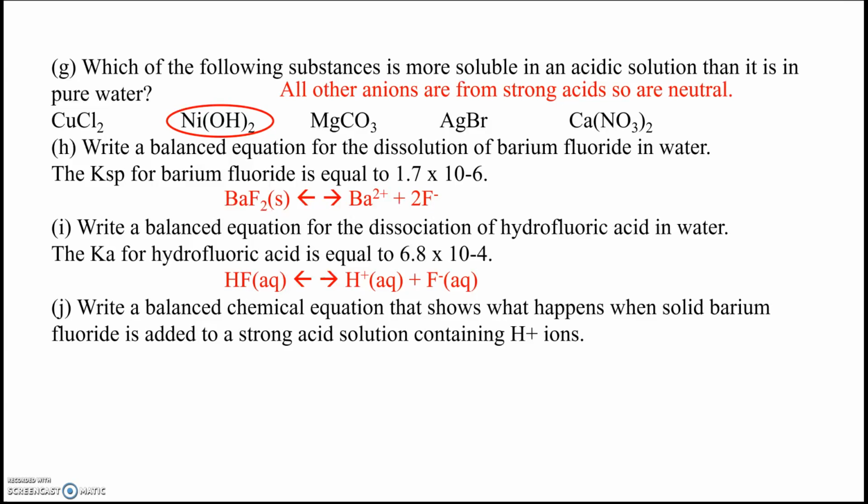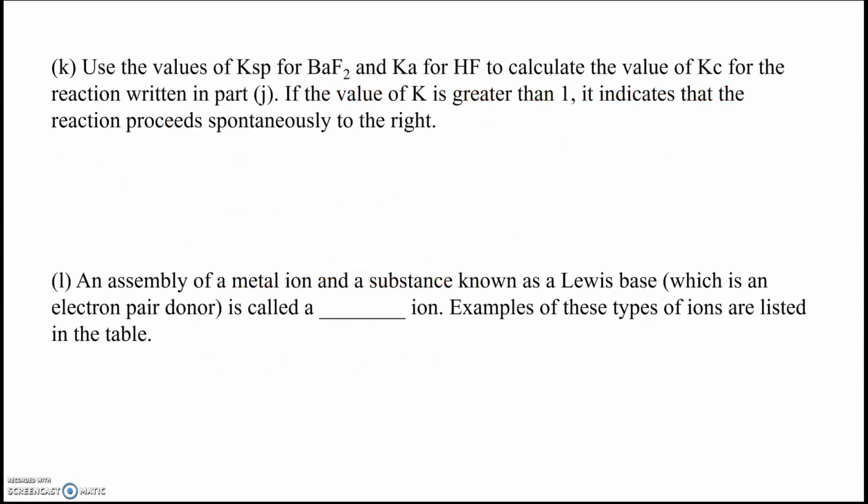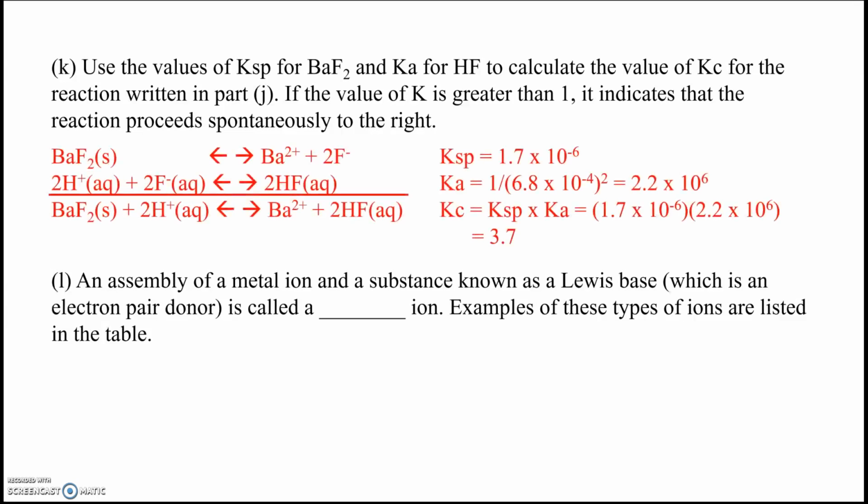Now I want to see what happens when solid barium fluoride is added to a strong acid, and I get this. All right, now I can use the values of Ksp and Ka to calculate the value of Kc for the reaction written in part J, and if the value of K is greater than 1, that indicates that it proceeds spontaneously. So I've rewritten my two equations from the previous slide here, and when I do that, I can see that Kc is equal to Ksp times Ka, and when I multiply these two things together, I get 3.7.